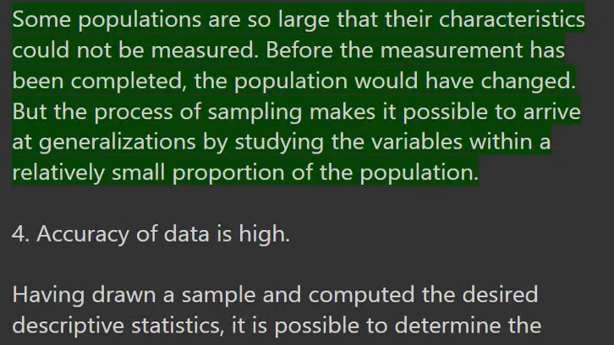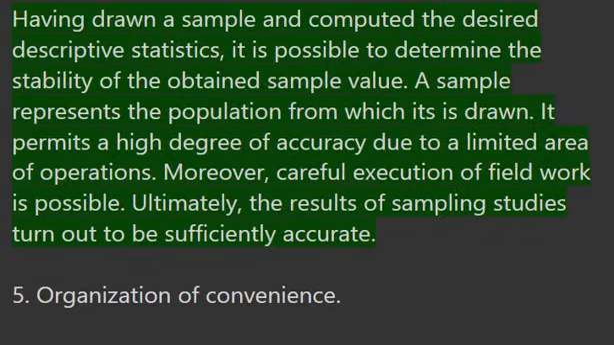Before the measurement has been completed, the population would have changed. But the process of sampling makes it possible to arrive at generalizations by studying the variables within a relatively small proportion of the population. 4. Accuracy of data is high. Having drawn a sample and computed the desired descriptive statistics, it is possible to determine the stability of the obtained sample value. A sample represents the population from which it is drawn.